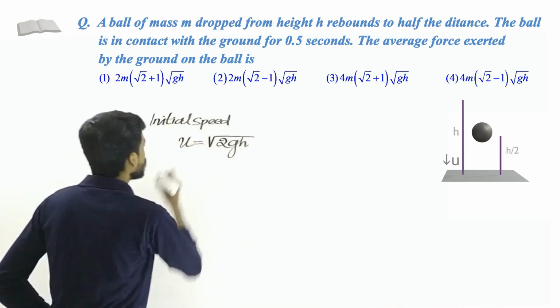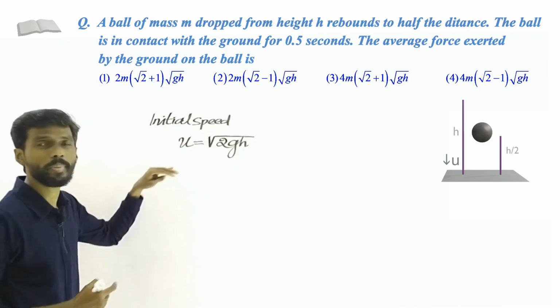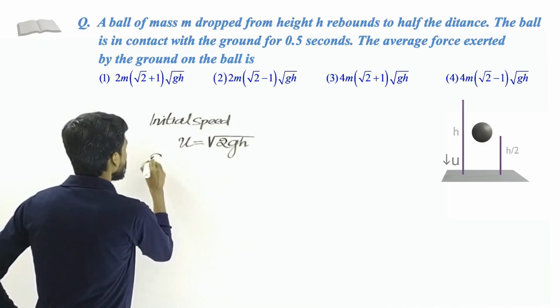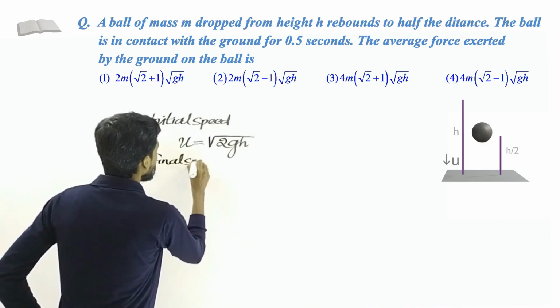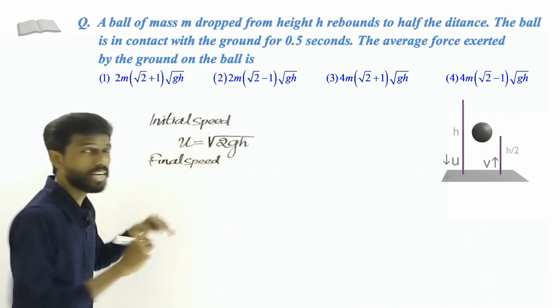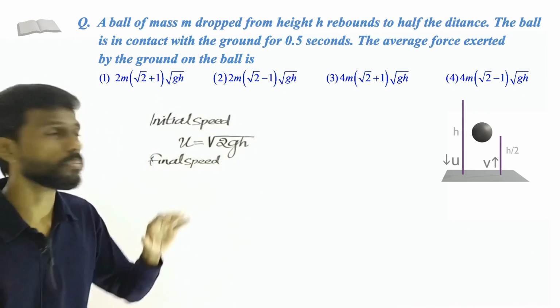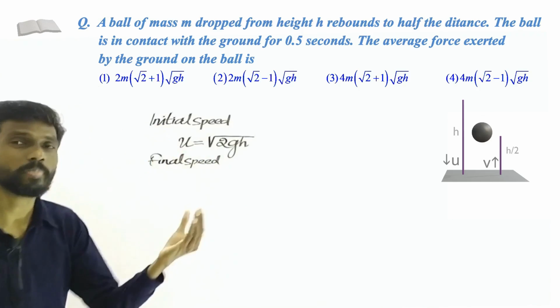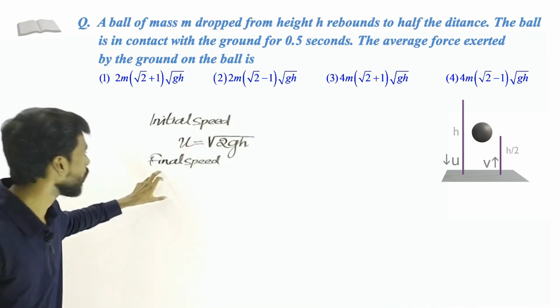So what is the initial momentum? We can find the initial momentum by multiplying this by the mass of the object. Okay, anyway, that we can do later. Now let us find the final speed. By final speed, I only mean the speed just after the ball leaves contact with the floor, right? Do you understand? This initial speed is the speed just before it touches the ground. So what is the final speed?